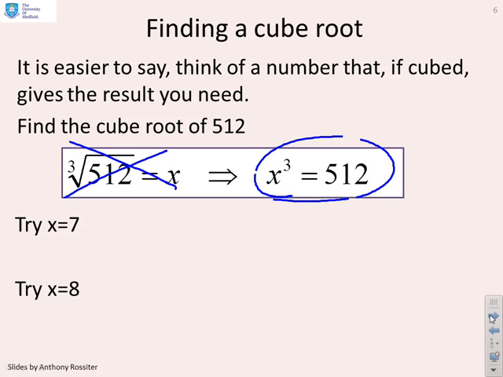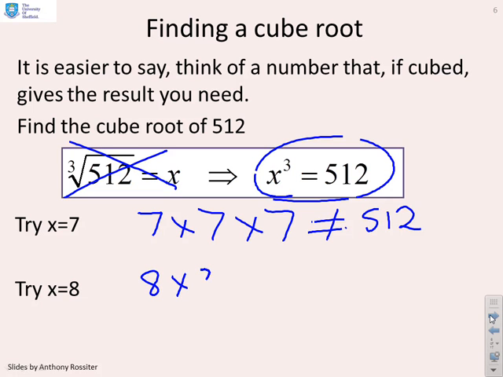So we can use an iteration. We could say let's try x equals 7. Well, if I do 7 times 7 times 7, without multiplying it out, it's pretty obvious that that's not going to give you 512. But I could try 8 times 8 times 8, and you should be able to fairly quickly show that that does equal 512. So 8 is your cube root.